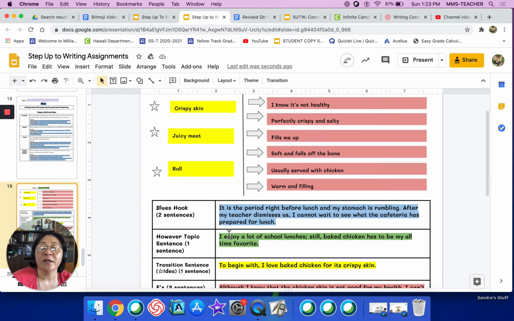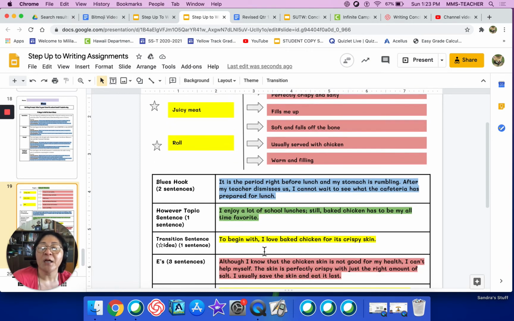That is the hook. Here is the topic sentence. I enjoy a lot of school lunches. Still, baked chicken has to be my all-time favorite. Okay, that's a however one.